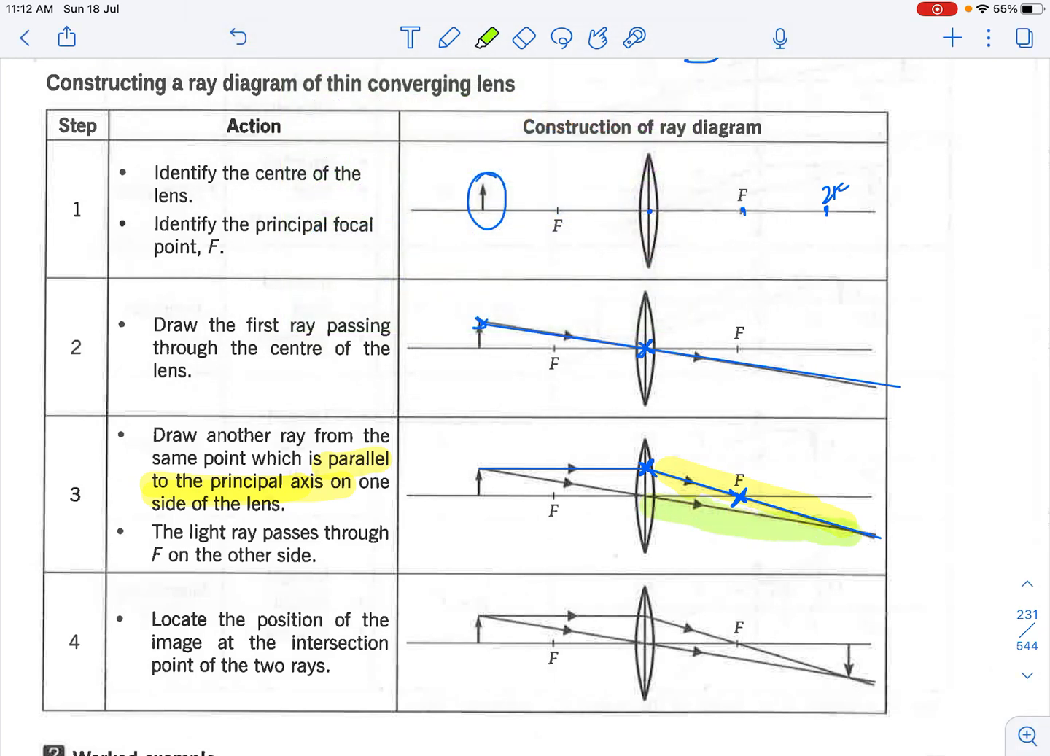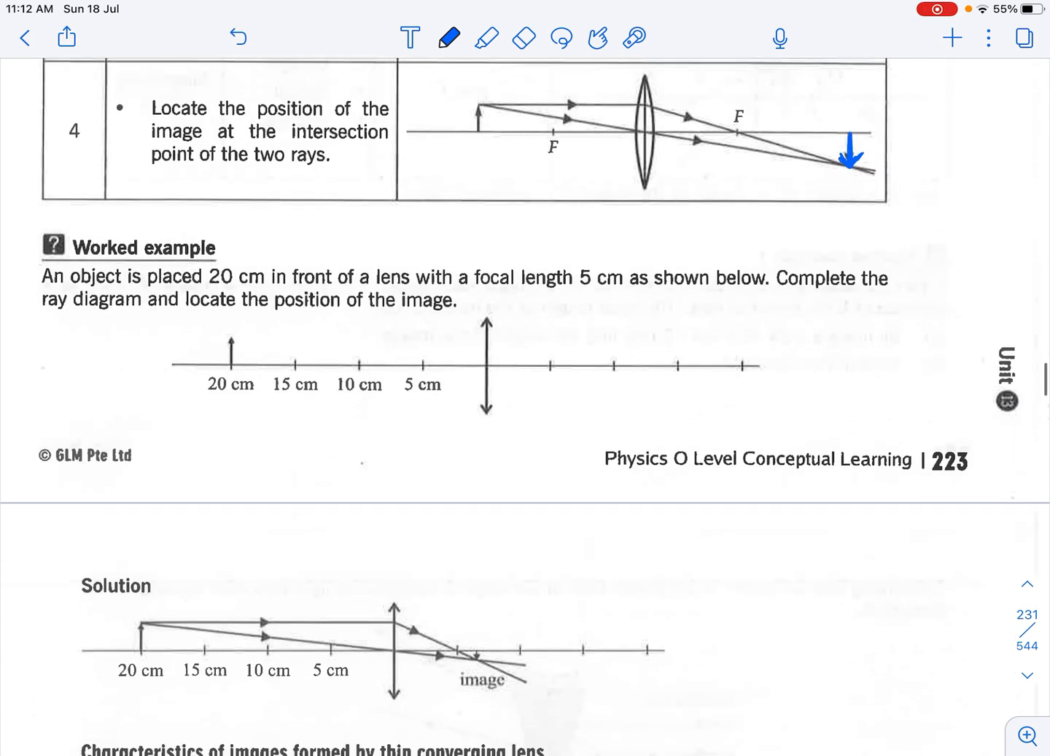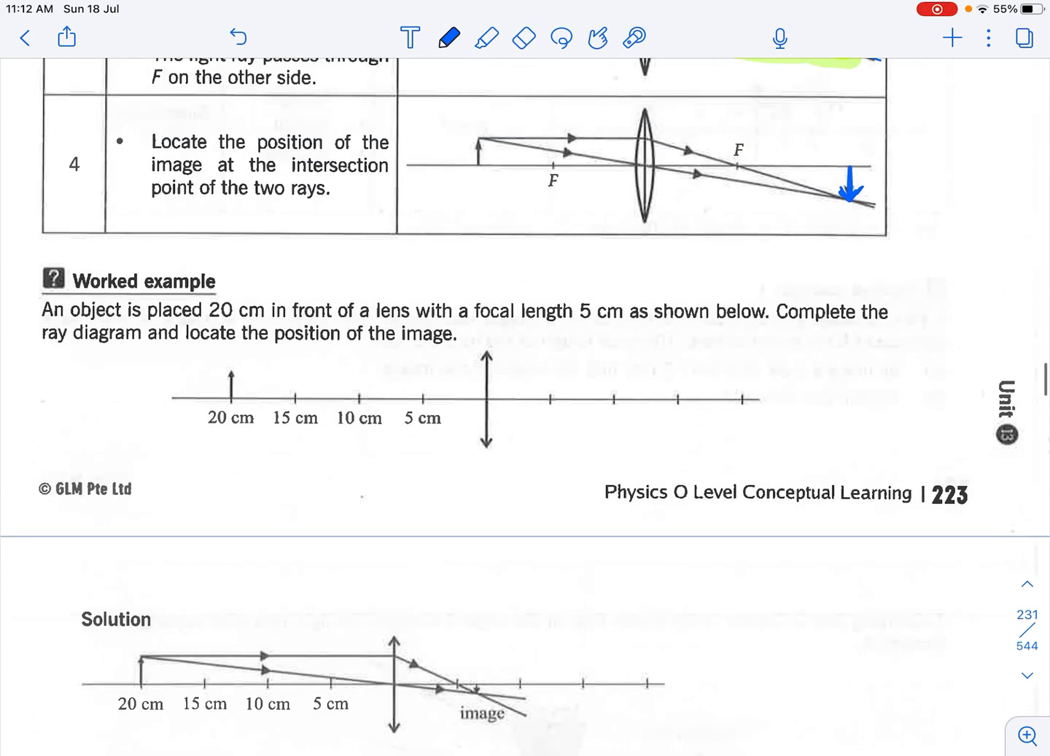the other light ray, and that's where you will come across this point, and this will then be the top of the head of the image, and therefore you draw either the arrow downwards or upwards to indicate where the image is. So this is how you go about drawing the ray diagram of a thin converging lens.